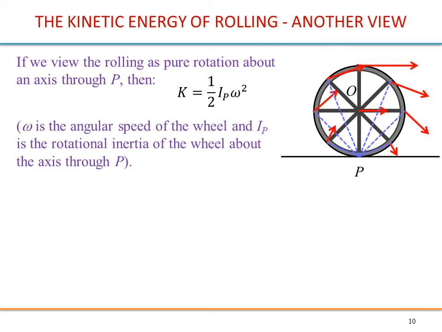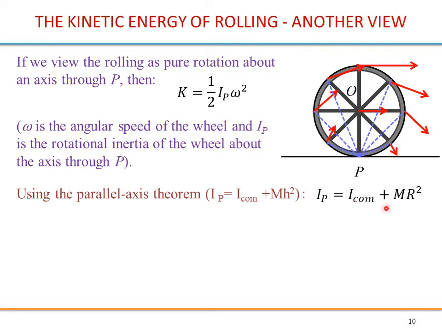so this is going to be a bit difficult to calculate. How we can calculate it easily is to use the parallel axis theorem, which states that I_P will be equal to I_com plus M, the total mass, times the distance, which is in fact here R. Right, so we have I_P equal to I_com plus MR squared. We replace this in this expression, so we'll have two terms. The first will be half of I_com omega squared, and the second will be a half of MR squared omega squared.